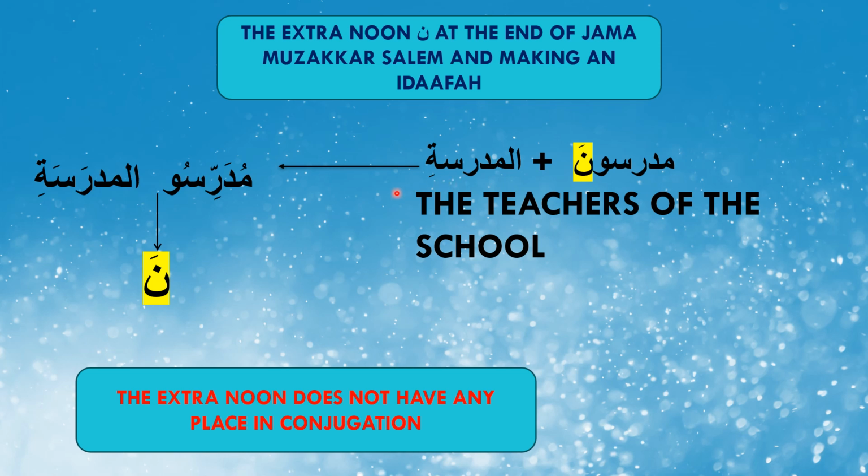So what is the rule then? The rule is that the moment you make it into idafa, the extra noon is deleted, dropped or removed. What remains now is mudarrisu al-madrasati. This noon is called noon zaida, as I have mentioned earlier, and it does not have any place in conjugation, eraab. So there is no work for this noon with fatha. Whenever you see a Jama Muzakkar Salim in idafa, the extra noon gets deleted and it becomes Mudarrisul Madrasati.